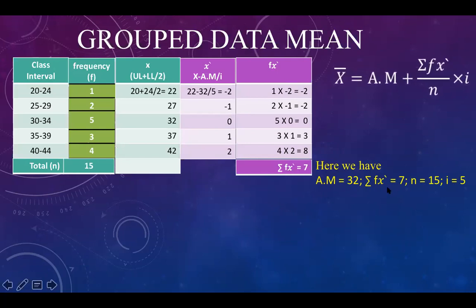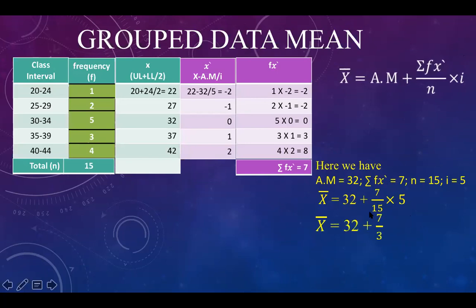Here the assumed mean is 32, what we have assumed, the summation of fx dash is 7, the number of observations is 15, and the size of the class interval is 5. Let us put these in the formula. X bar is 32 plus 7 divided by n, which is 15, into i, which is 5. 5 ones are 5, and 5 threes are 15. This will be equal to 32 plus 7 divided by 3, which is 32 plus 2.33, and this will be equal to 34.33.